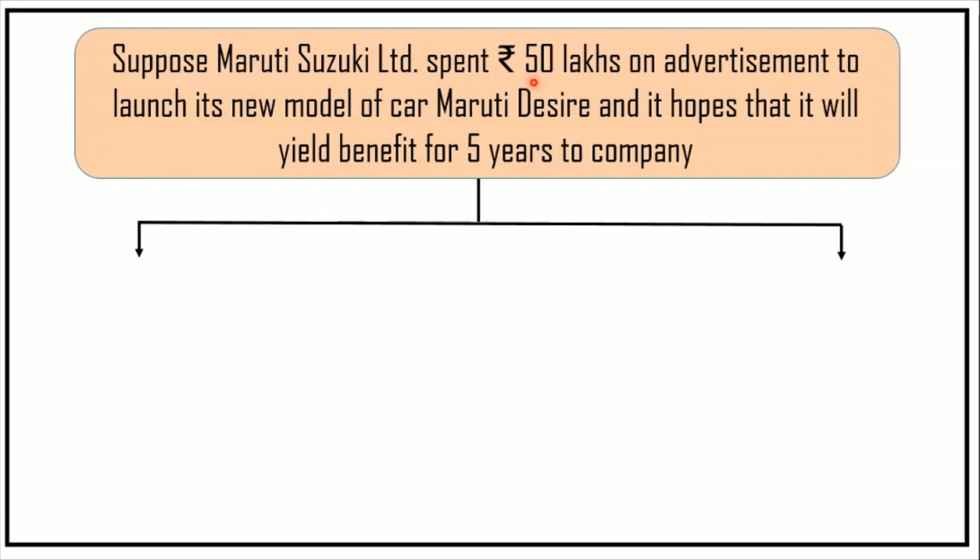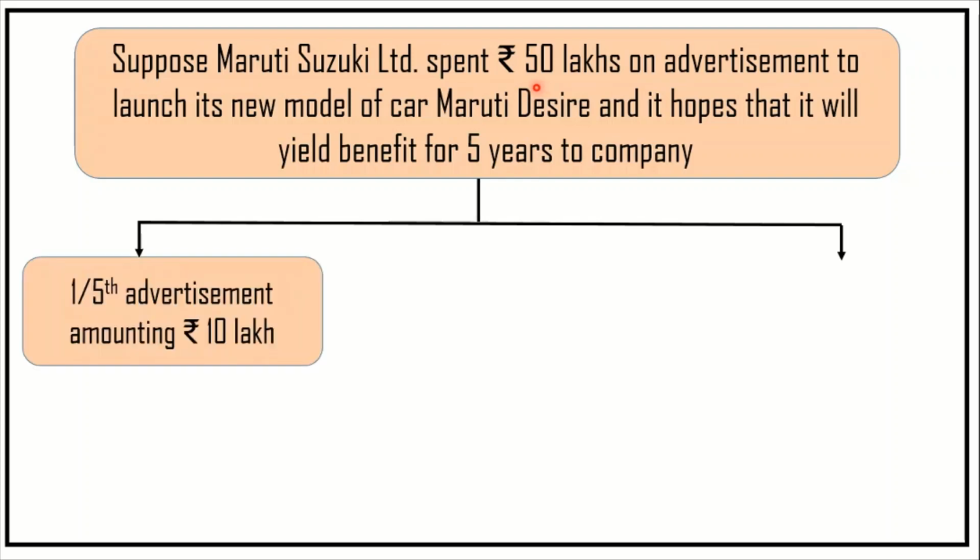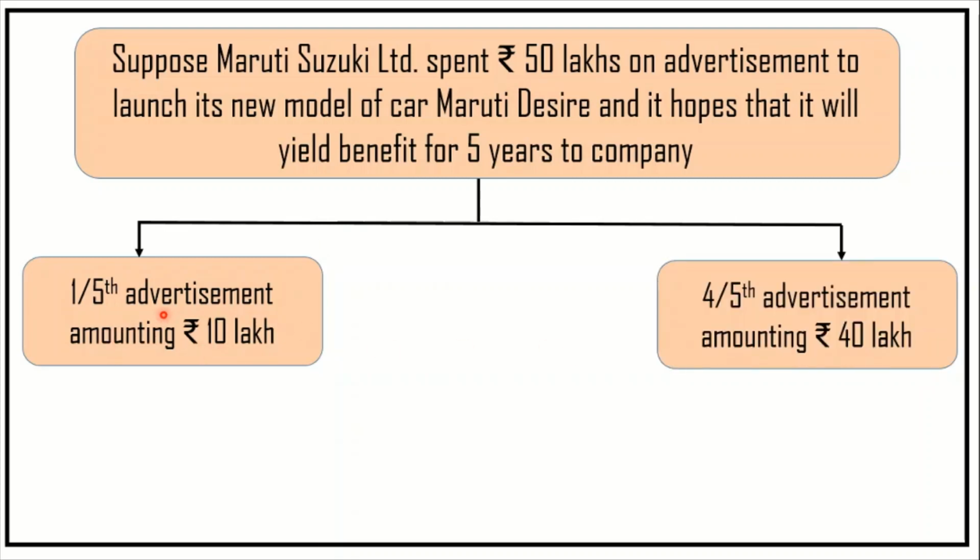So it's better that only the part where the benefit is exhausted during the year should be taken as an expense, and the rest of the part should be shown as an asset. And this type of expenditure is called deferred revenue expenditure. So 1/5 part of this will be 10 lakh and 4/5 part 40. So 10 lakh is the actual expense for this year, and the remaining will give the benefit in future.